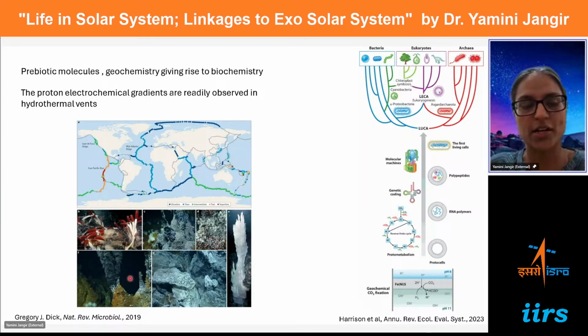So the first image I showed you of tube worms present in the deep subsurface is happening without sunlight. All this energy is being utilized, and it comes from organisms which are living without sunlight, and they are living using proton electrochemical gradients. So geochemistry of these hydrothermal vents is giving rise to biochemistry.